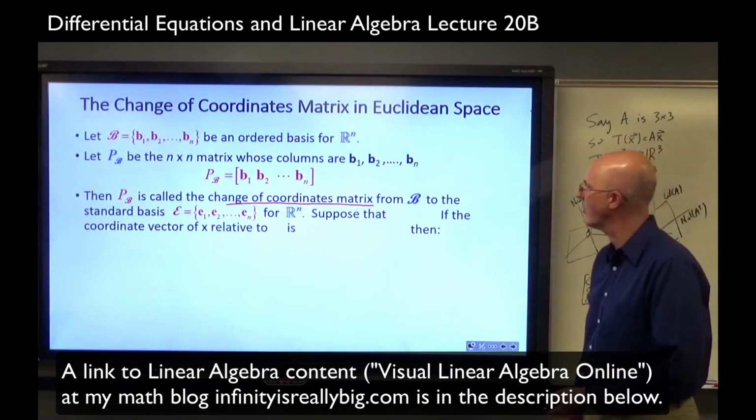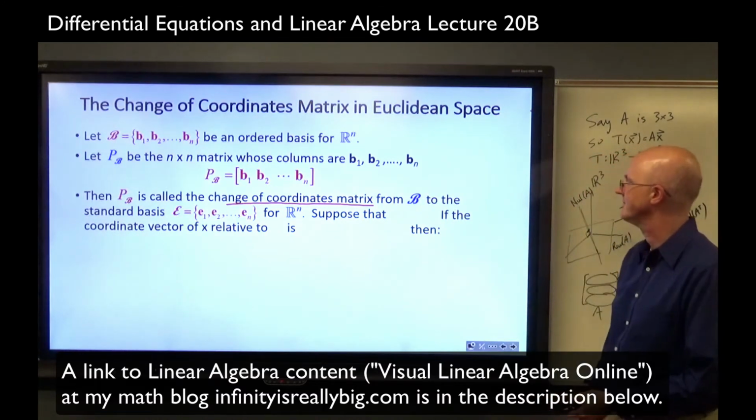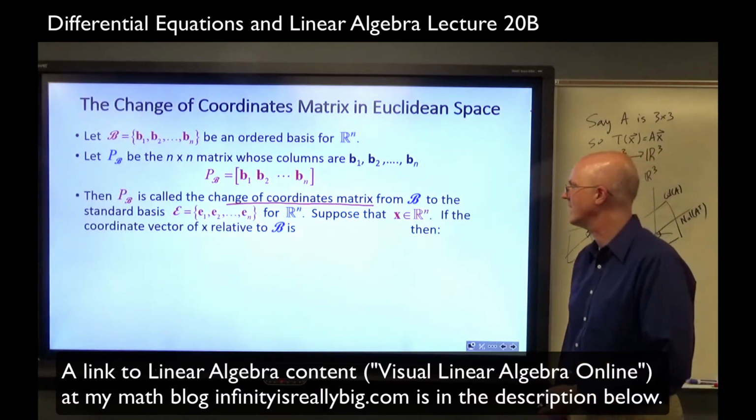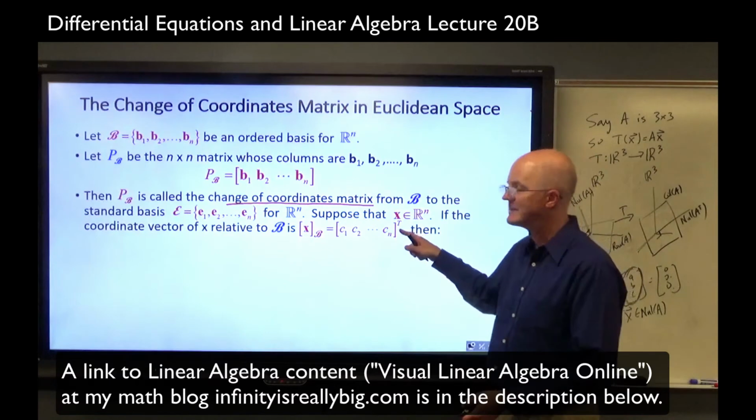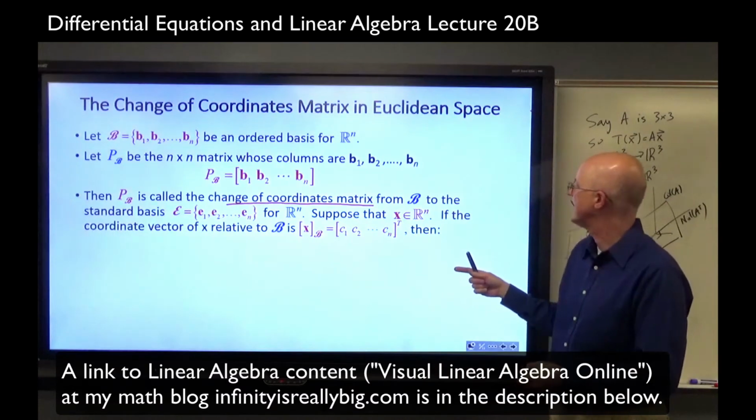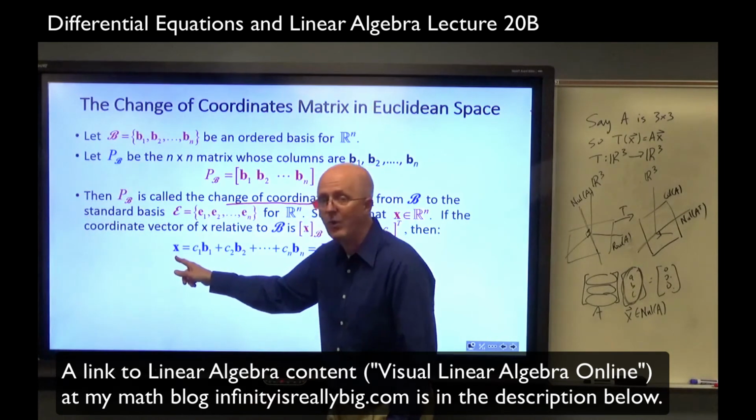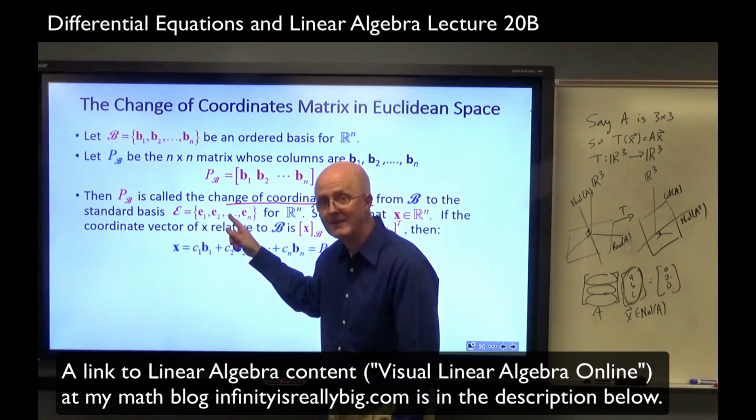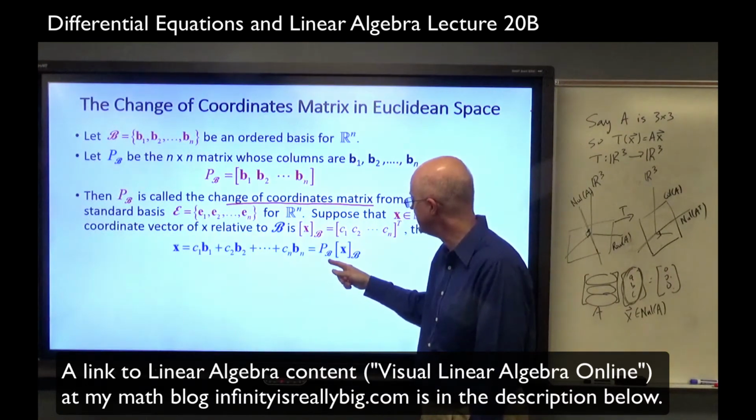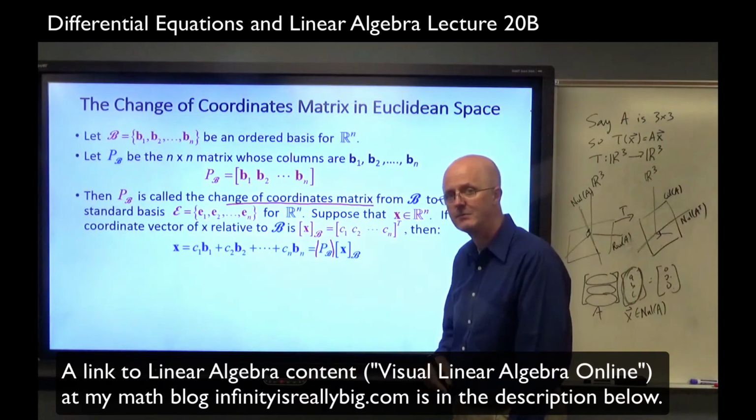PB is called the change of coordinates matrix from this arbitrary ordered basis of Rn to the standard basis. What does this mean? Suppose x is in Rn. If the coordinate vector relative to B is this, notice I'm using the transpose because I really want to think of it as a column vector here, then this is true. The old coordinates, so to speak, for x, which are really with respect to the standard basis, can be found by taking this change of coordinates matrix, P sub B, this entire thing represents a matrix, times the coordinate vector of x relative to B.